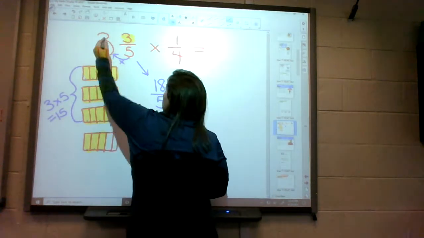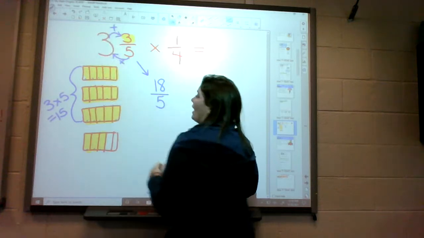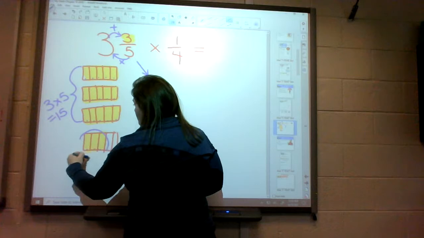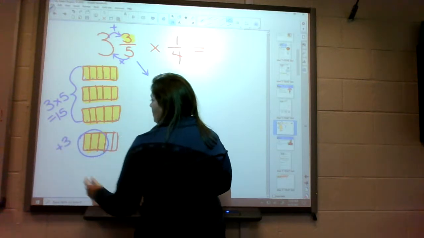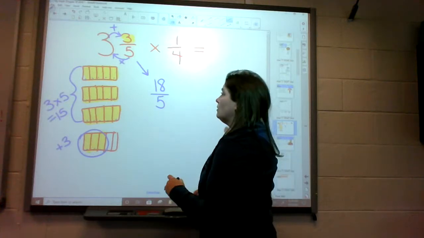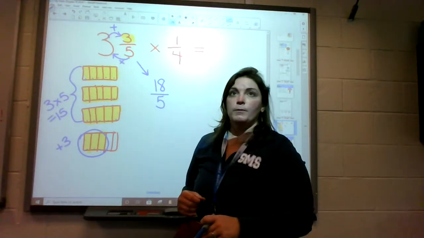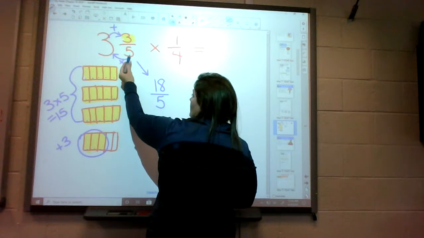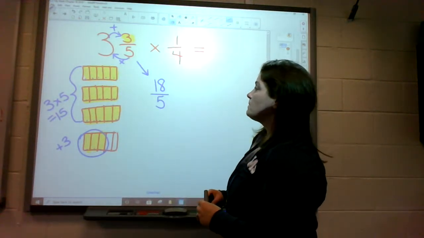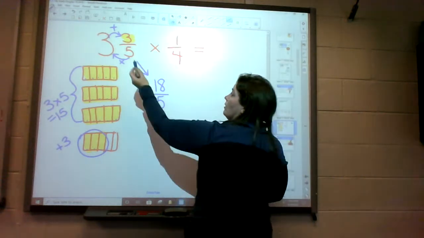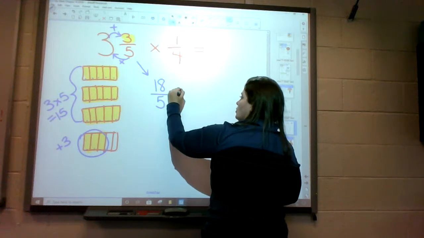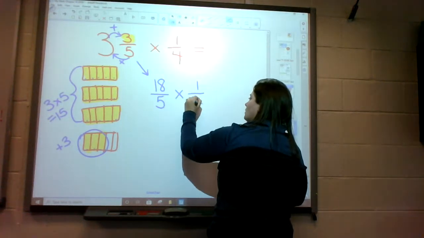And then we had another 3 pieces to add to that. So I take these 3 pieces and I'm adding them to my 15. And 15 plus 3 gives me 18. We always would keep the same denominator because these are all in fifths. Okay, so now that I have my mixed number written as a fraction, I can go ahead and finish my problem by multiplying.